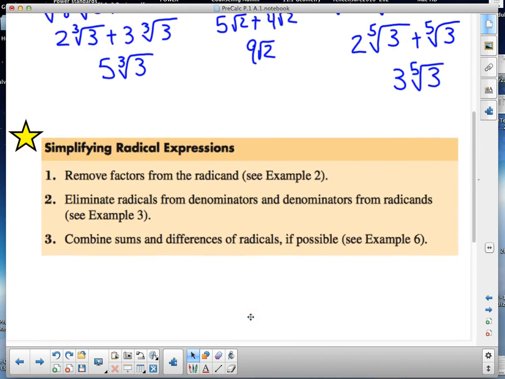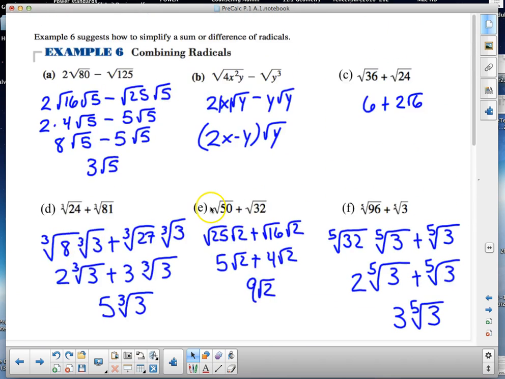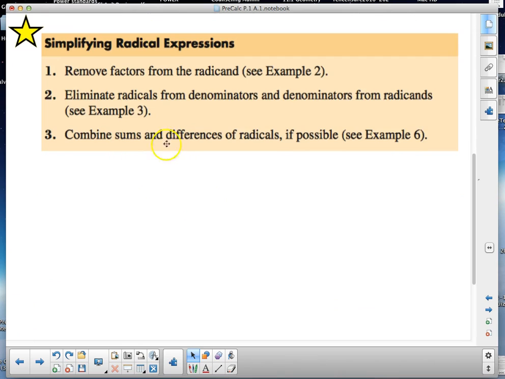Now, simplify radical expressions. Remove factors from the radicand. That's example 2 for an example of that. Eliminate radicals from denominators and denominators from radicands. See example 3 for that. That's right up there. And combine sums and differences of radicals if possible, for example 6. So just make sure you're stepping through.